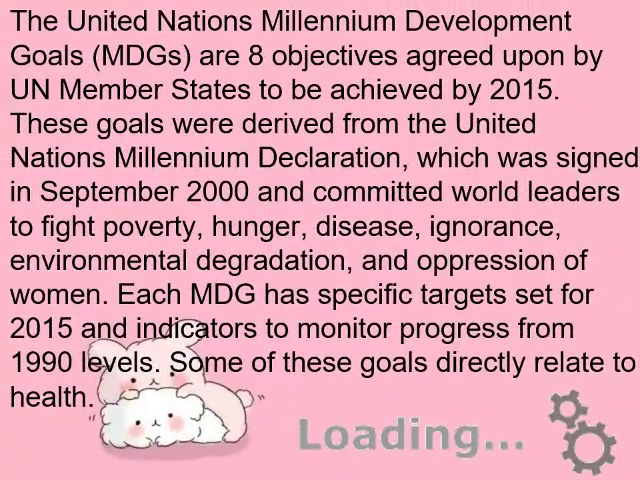The United Nations Millennium Development Goals, MDGs, are 8 objectives agreed upon by UN member states to be achieved by 2015. These goals were derived from the United Nations Millennium Declaration, which was signed in September 2000 and committed world leaders to fight poverty, hunger, disease, ignorance, environmental degradation, and oppression of women. Each MDG has specific targets set for 2015 and indicators to monitor progress from 1990 levels. Some of these goals directly relate to health.